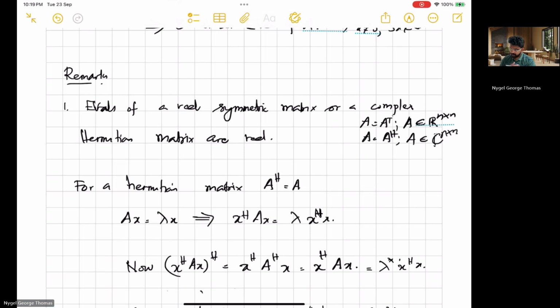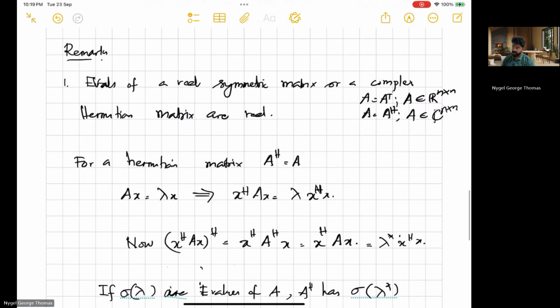Okay. How do we prove this? For a Hermitian matrix, we know A Hermitian is equal to A. And A x is equal to lambda x, because lambda is an eigenvalue and x is an eigenvector. Now, we left multiply with x Hermitian. This is actually like the quadratic form: x Hermitian A x is equal to lambda times x Hermitian x.